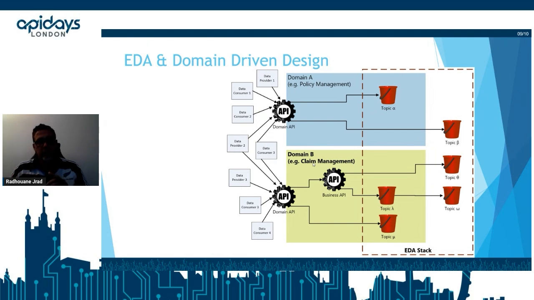So we saw the ACL role of an API for the EDA stack, and we saw how bounded context, or separation of concerns, can be implemented through DDD and domain APIs.